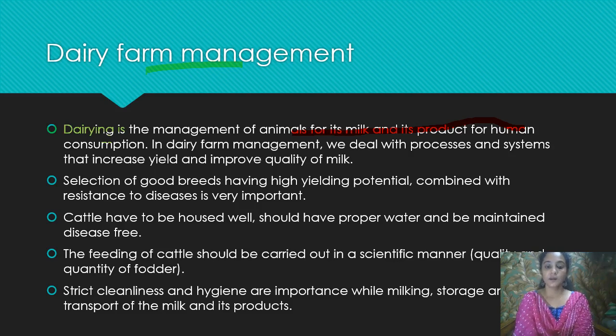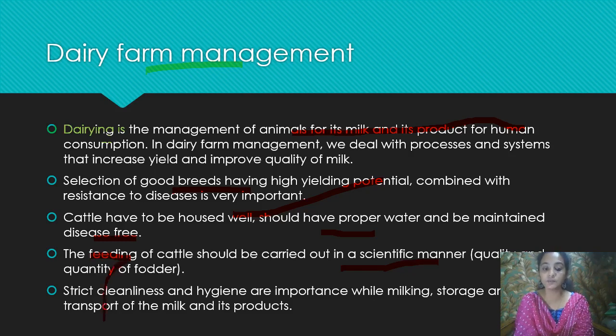hybrid of the cattle. Okay, the first thing is we have the hybrid, good breeds of the cattle. Then we have disease resistance, then proper water, then disease-free condition, then comes the scientific manner of feeding. For what do we have to maintain the scientific manner? For the purpose of feeding.